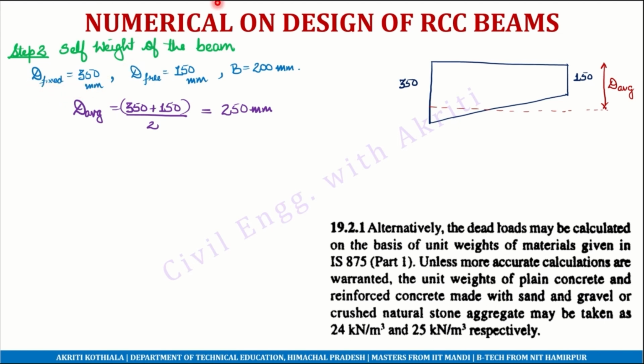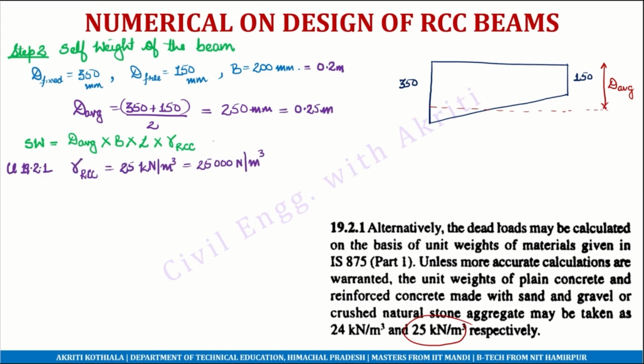So now the self-weight will be the average depth of the beam, the width of the beam, the length of the beam, and the unit weight of RCC. From clause 19.2.1, we know that the unit weight of RCC is 25 kilonewton per meter cube, which can be converted into 25,000 Newton per meter cube. Now we have to keep in mind that for this case, the self-weight is calculated in Newton and not as a UDL or Newton per meter, unlike the previous cases of simply supported beams, because here the depth is tapering. So we cannot calculate it just for 1 meter.